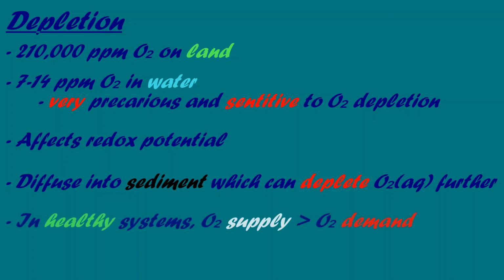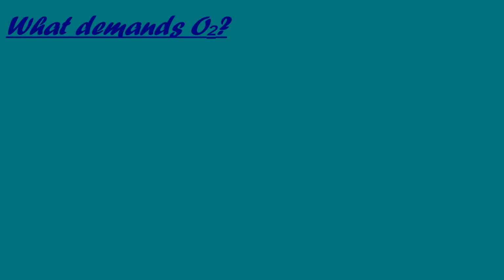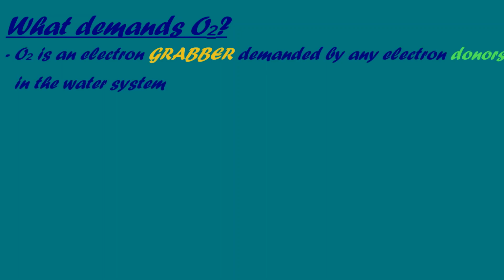Essentially, a water system is healthy when its O2 production is greater than its O2 consumption, i.e. the supply is greater than the demand. So, what in the water system demands O2? Well, O2 is not only an electron acceptor, but an electron grabber. So it is demanded by basically anything that is an electron donor, especially reduced molecules.